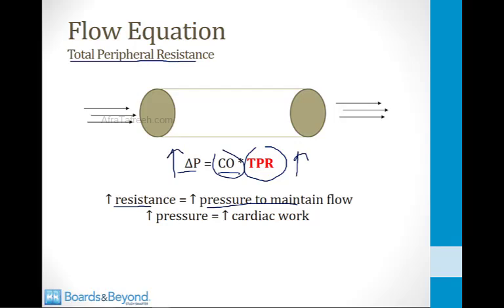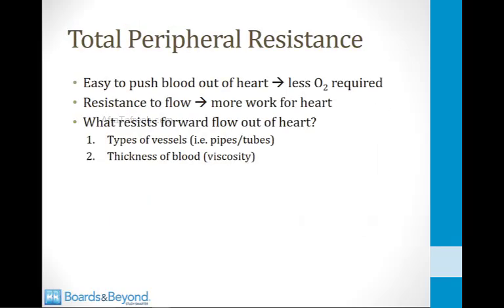And when the heart needs to create more pressure, it means the heart has to do more work. So anytime the total peripheral resistance of the body increases, the heart has to do more work to drive the normal cardiac output through the body. So just to emphasize this point, when it's easy to push blood out of the heart, less oxygen is required by the myocardium. When there's an increase in the resistance to blood flow through the body, in other words, when the total peripheral resistance goes up, then the heart has to do more work and the heart needs more oxygen.